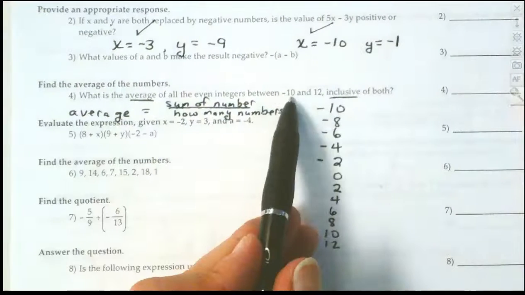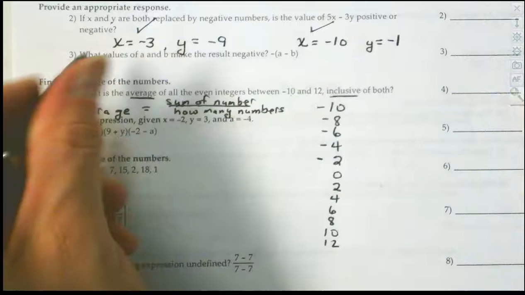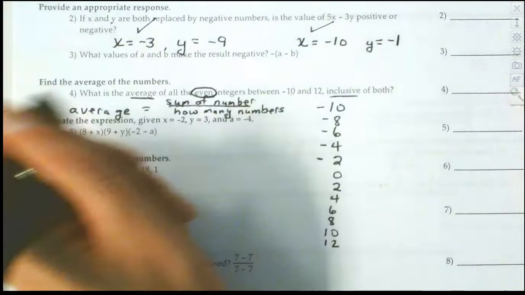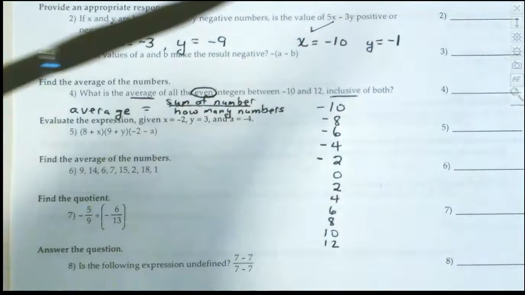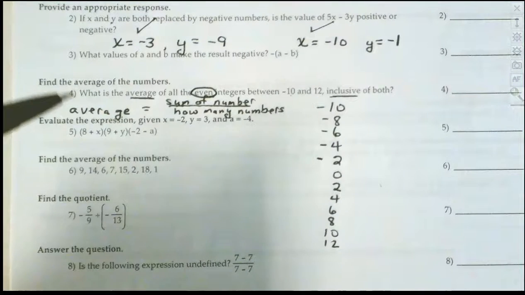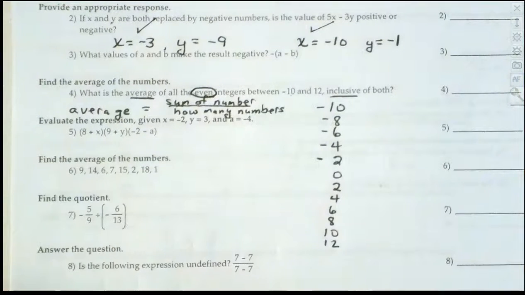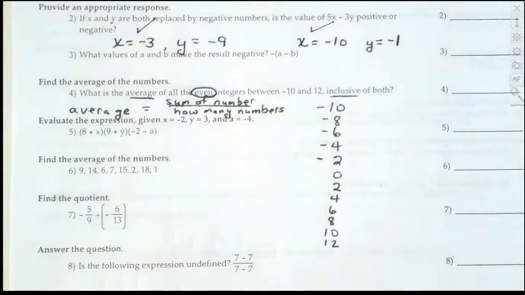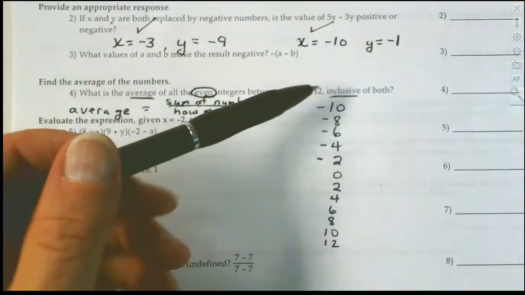So we're starting at negative 10. We want even numbers. And they're even integers. So we started at negative 10, we went all the way up to positive 12. We want to find the average. So how do we find the average? We're going to add up all these numbers and divide by how many are in the list.